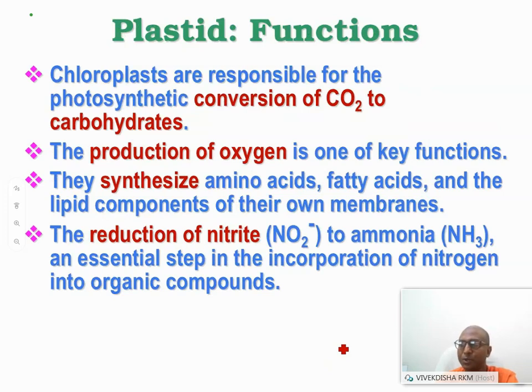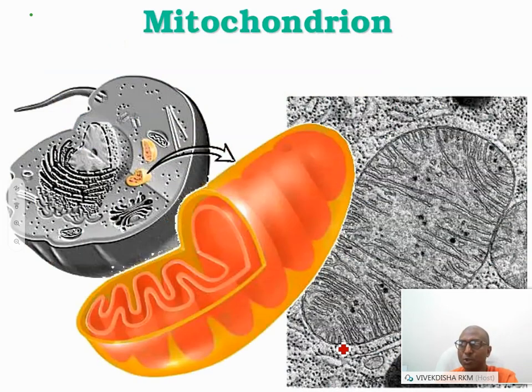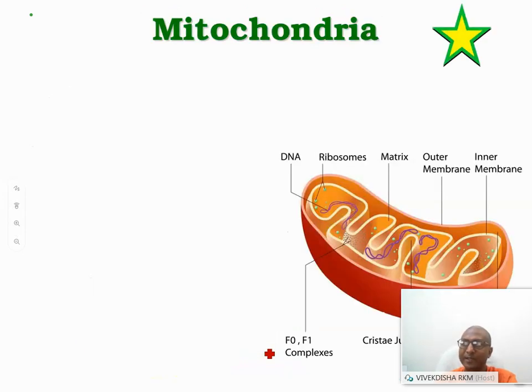Now we pass to another cell organelle known as the mitochondrion. What is the distinction between mitochondrion and mitochondria? Vijayawada, can you say what the difference is? When you are labeling one only, you have to write mitochondrion. But when you are labeling many, then you should write mitochondria.